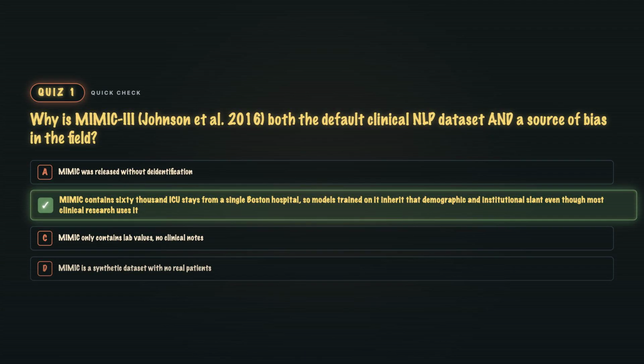B. MIMIC is one hospital, one country, one demographic, one care setting. Every clinical NLP result you've heard of was probably trained on MIMIC, which is a huge win for reproducibility and a real problem for generalization to other populations and hospital systems.